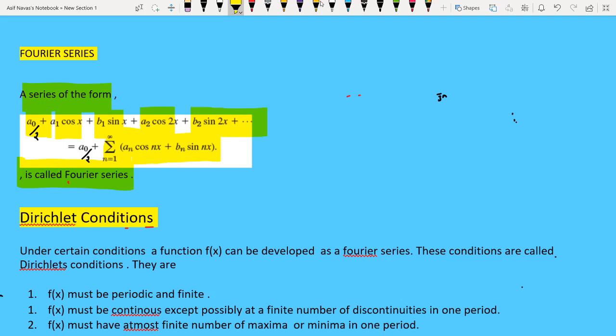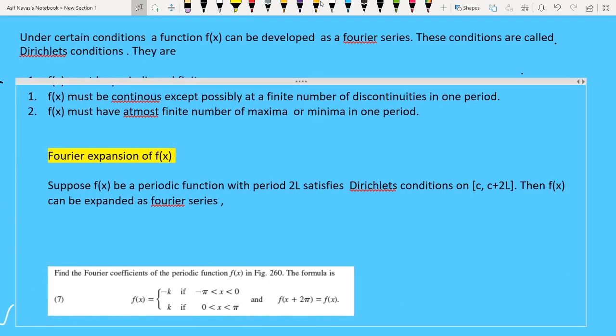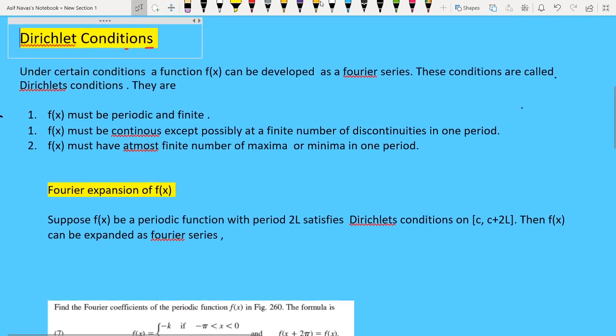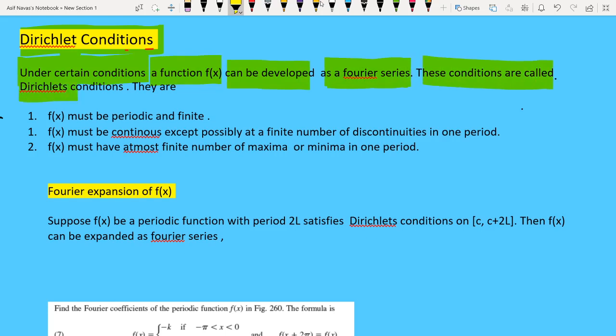So the importance is, under certain conditions, any function f of x can be written as a Fourier series representation. Those conditions are very important conditions, called the Dirichlet conditions. You should study these conditions. Under certain conditions, the function f of x can be developed as a Fourier series. These conditions are called Dirichlet conditions.